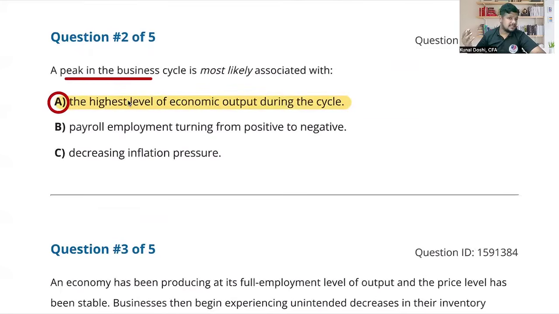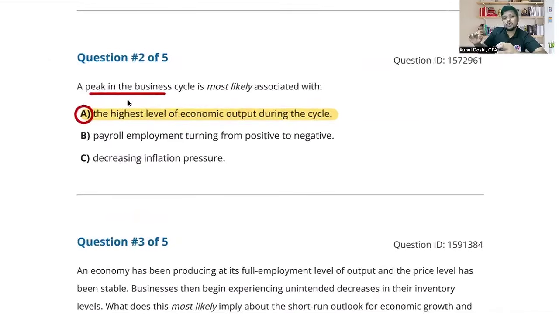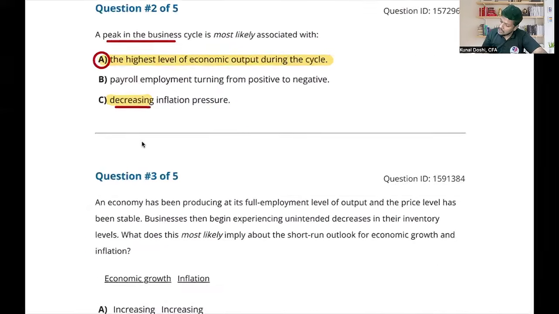Now, what is the problem with B? Payroll employment turning from positive to negative. When does this happen? This positive to negative happens at a later stage, right? Decreasing inflation pressure: no, inflation is increasing at the peak. In fact, inflation is accelerating. So decreasing is not the case, right?